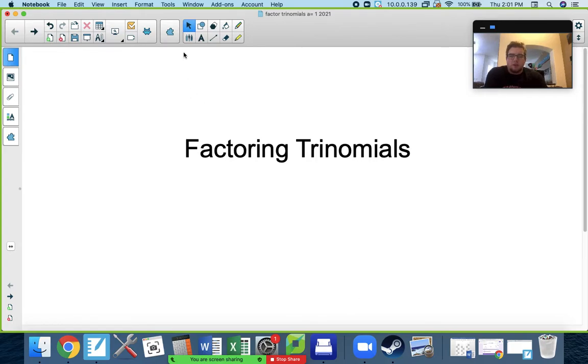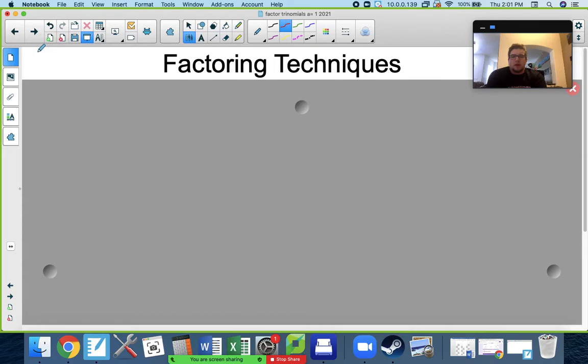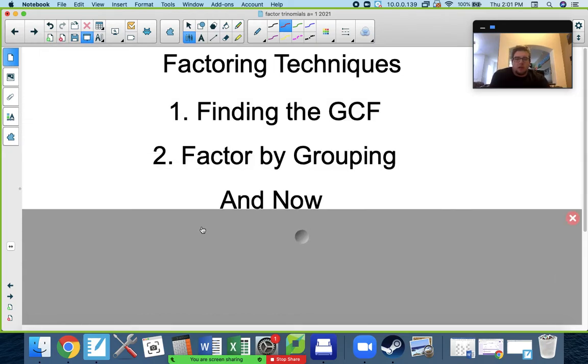So we looked at factoring our trinomials today. Very, very similar to factoring by grouping, but there's one step right before that. So this is going to round out our factoring techniques that we're going to have for our unit.